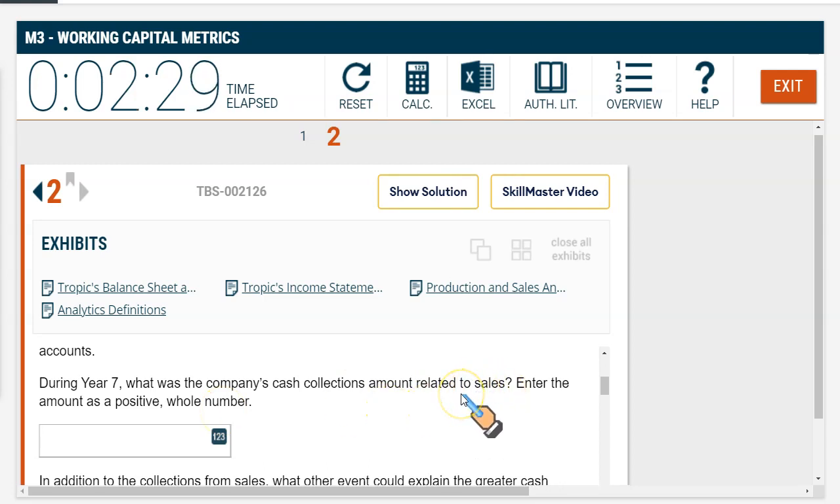So where do we need to look? Should we go to the income statement that contains accrual based numbers? No, cash information is not there. Should we go to production sales? No. Definitions? No. We need to go to the balance sheet. From there we will see the account receivable opening balance, closing balance, the sales number from the income statement, and that can give us the idea how much cash we have collected related to sales. So let's go straight to the balance sheet.